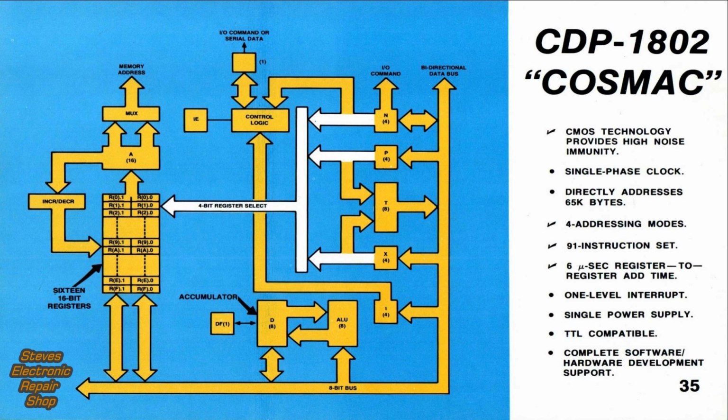The chip is fabricated with CMOS technology, providing high noise immunity and low power drain. The COSMAC has 4 addressing modes and 91 instructions. However, the register-to-register add time is only 6 microseconds.